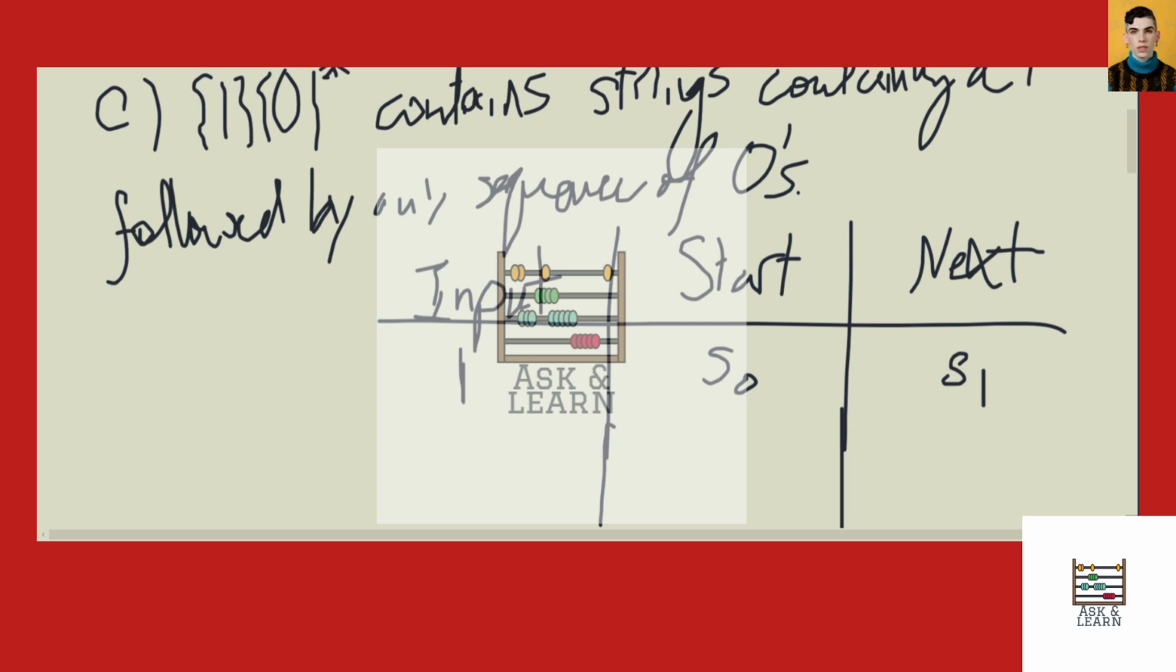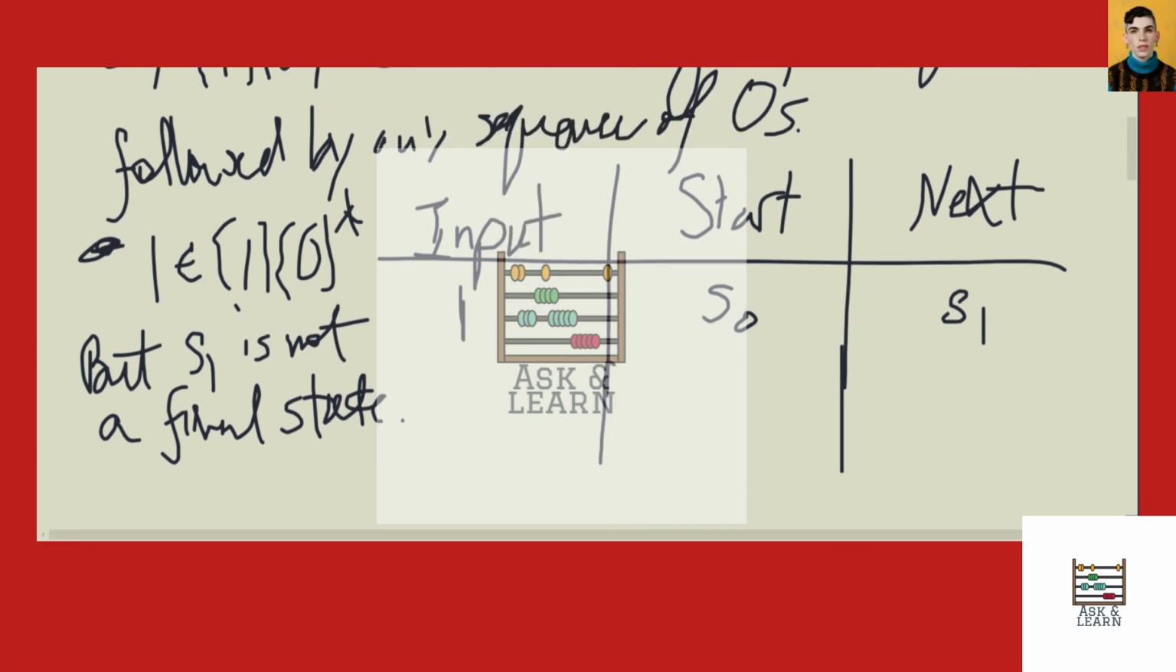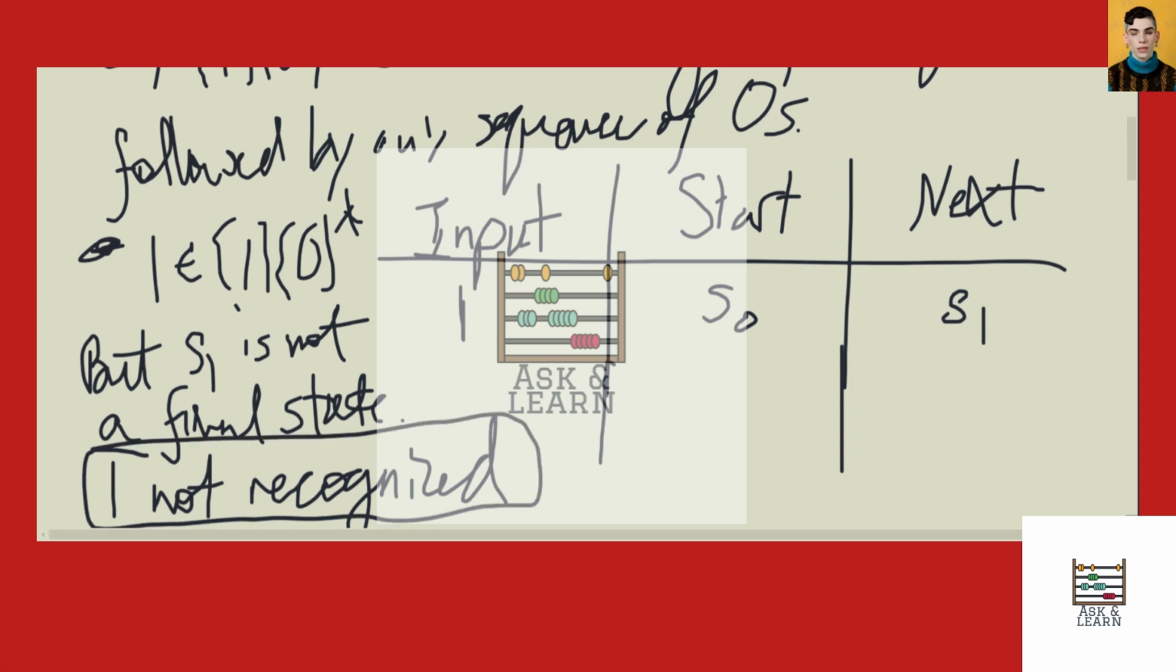However, notice that in this case, we have that 1 is an element of this set, since the empty string is contained in the Kleene closure of the set containing 0. But we have that S1 is not a final state. Therefore, it follows that the string 1 is not recognized. So it follows the automaton does not recognize all the strings in this set.